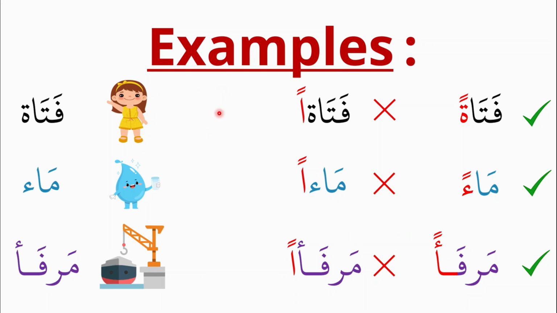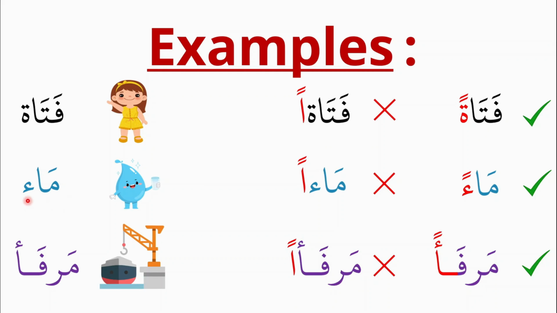Let's make it clear with some examples. The first word I have is "a girl," which means fatat. Did you notice the word is ending with ta marbuta? So in this case, I don't need the assistant. Here, I don't need alif. That's why you will write tanween al-nasb directly above the ta. Fatat will be fatatan.